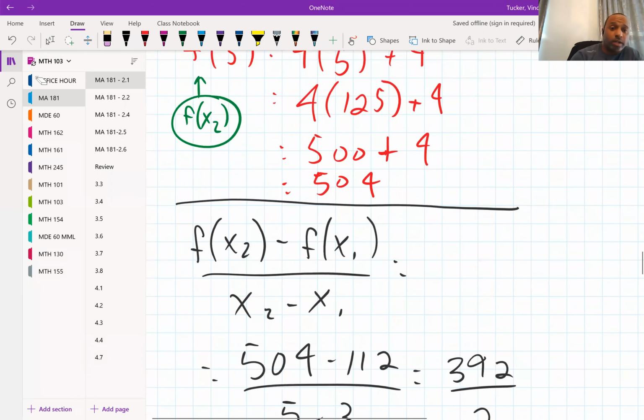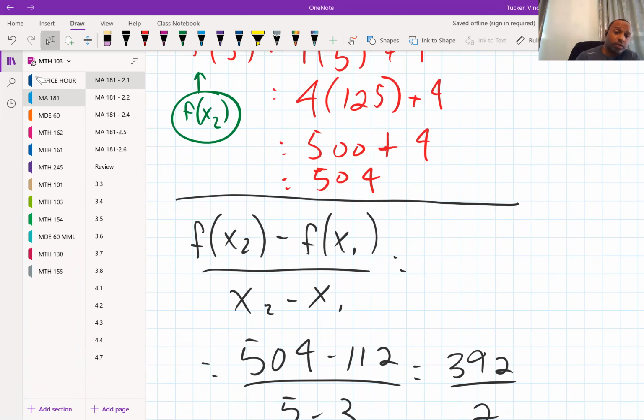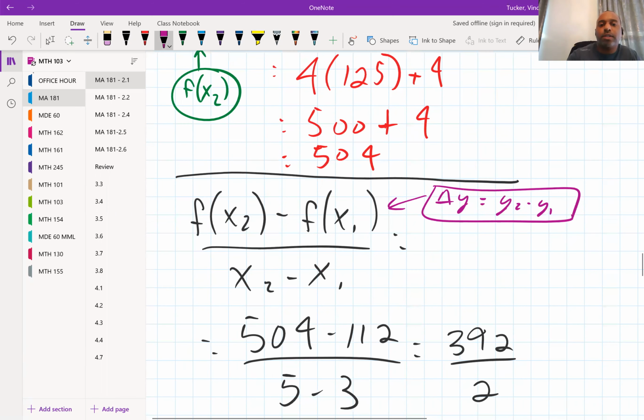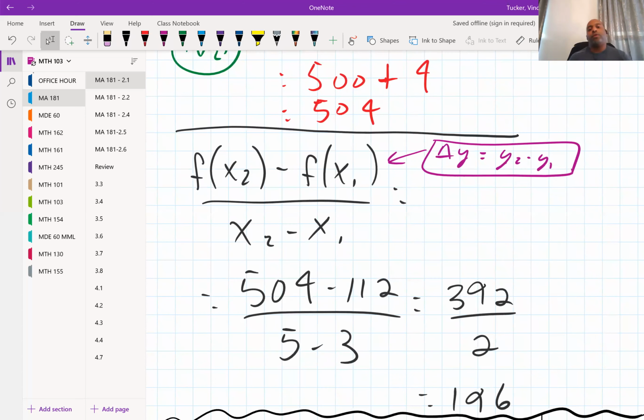So now we can go ahead and do f of x2 minus f of x1 over x2 minus x1. And this is the same thing as y2 minus y1. I'm just trying to give you all the notation. So 504 minus 112 over 5 minus 3. And that's 392 over 2, which is 196.